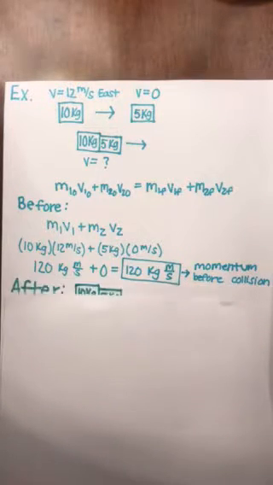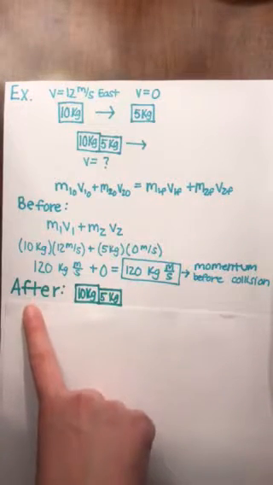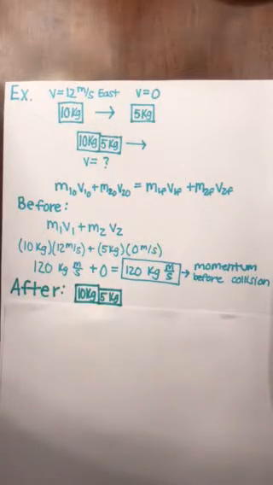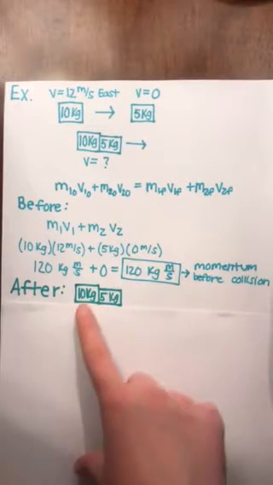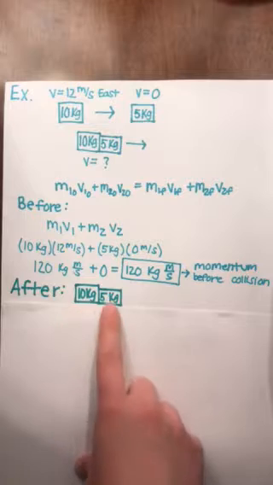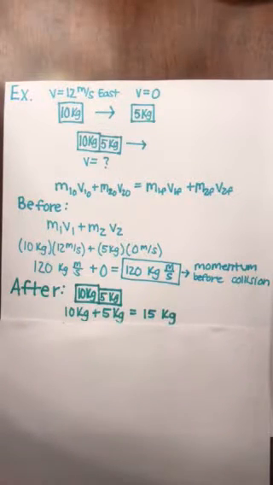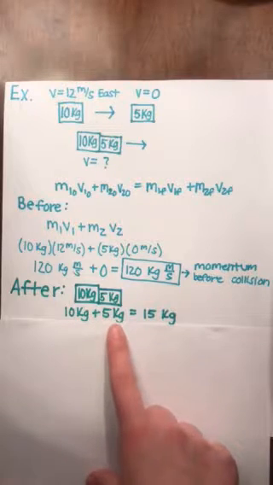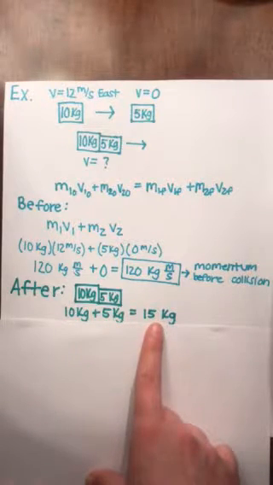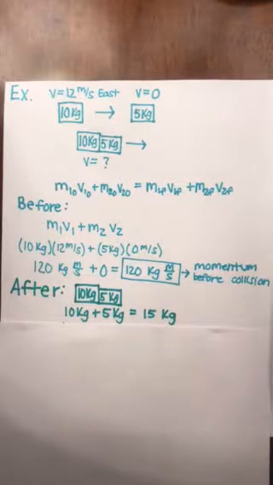Now what we need to do is calculate this part of the equation. We need to calculate the total momentum after the collision. We are made aware that after the collision, the two objects stick together. So now these become and can be counted as just one mass. What we can do is add 10 kilograms plus 5 kilograms and we get 15 kilograms. So this is going to be our final mass.